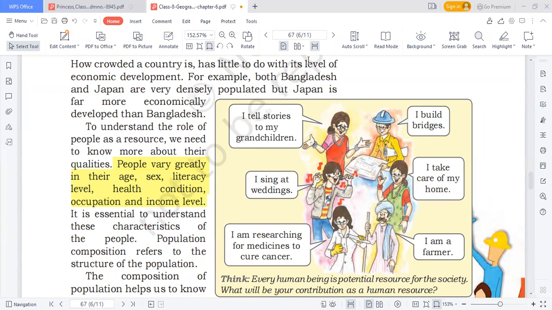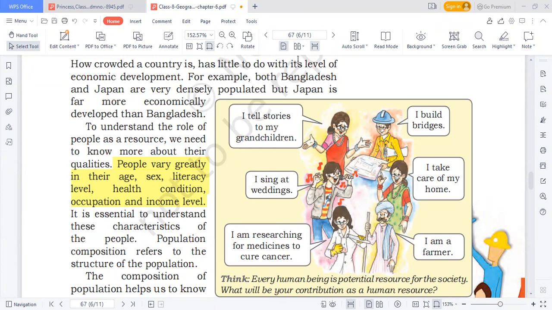Sex ratio refers to the total number of females as proportion to 1000 males.